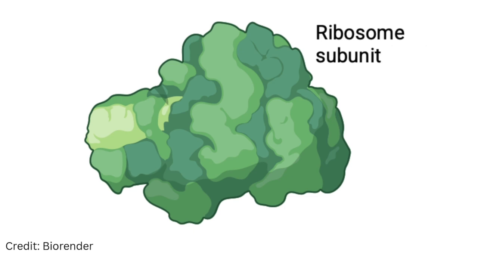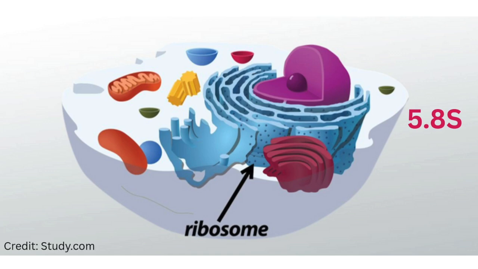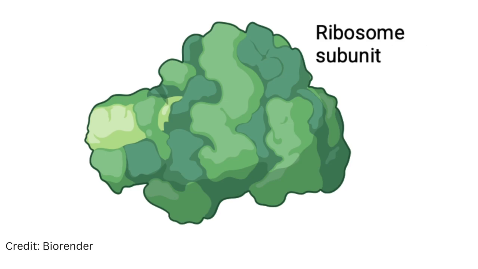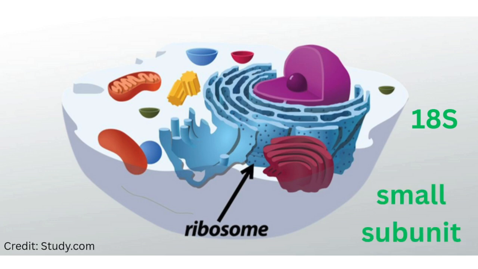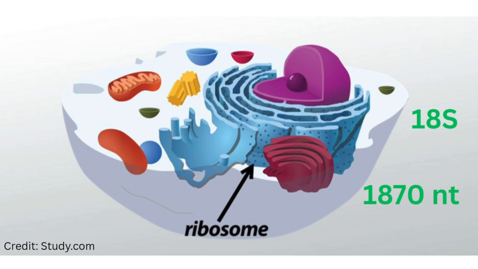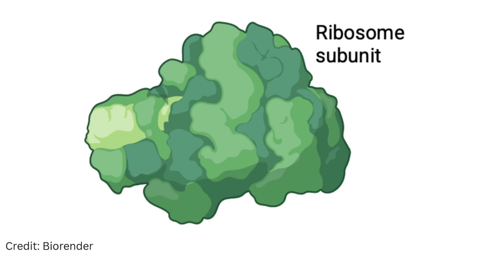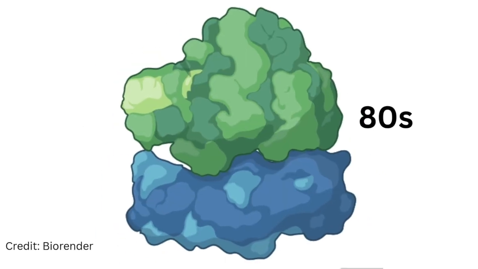5S ribosomal RNAs are located in the large ribosomal subunits. 5.8S ribosomal RNAs are approximately 160 nucleotides long, and they are also part of the large ribosomal subunit. The 18S ribosomal RNA, on the other hand, is part of the small ribosomal subunit. It consists of 1,870 nucleotides. There's also the 28S ribosomal RNA, which has approximately 5,000 nucleotides, and it's also part of the large ribosomal subunit.